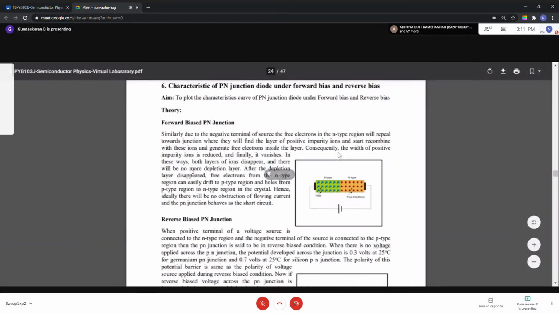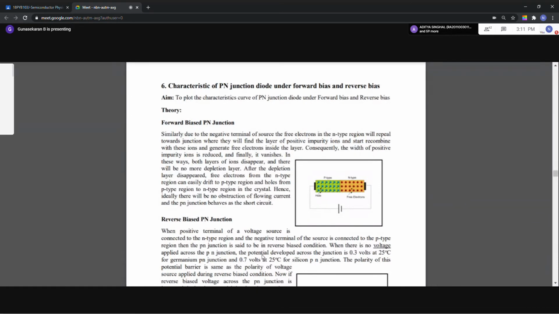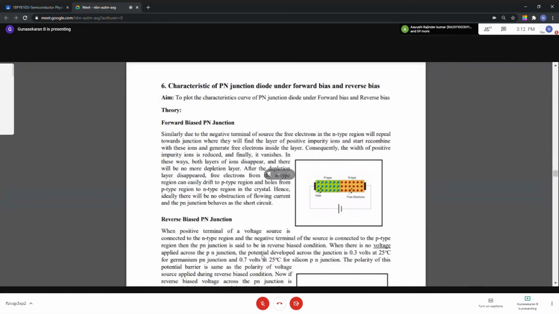Do you understand this or not? Yes, sir. At that time there is no depletion region, so electrons and holes easily cross the junction. Due to this, the diode conducts. That is the forward bias characterization.